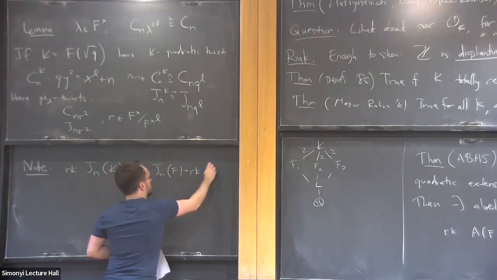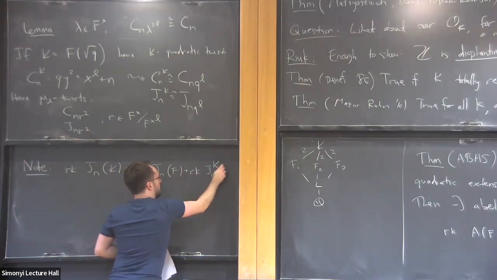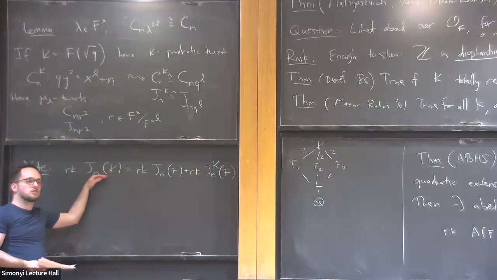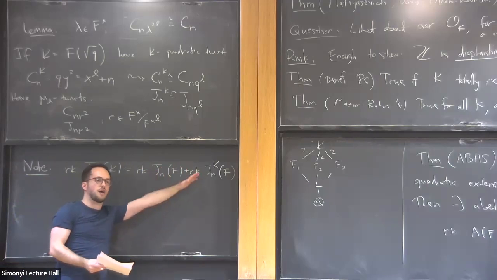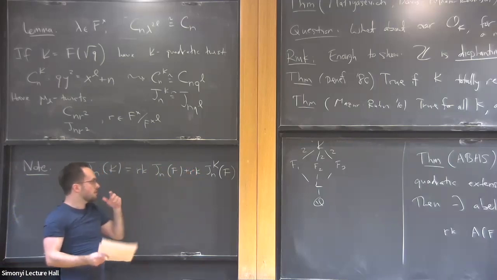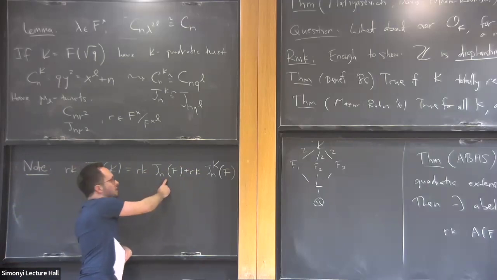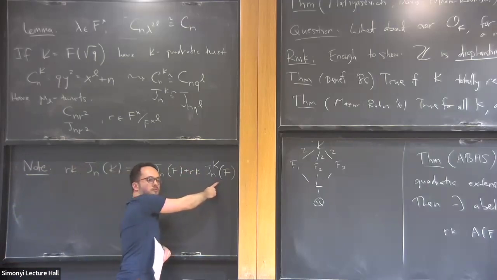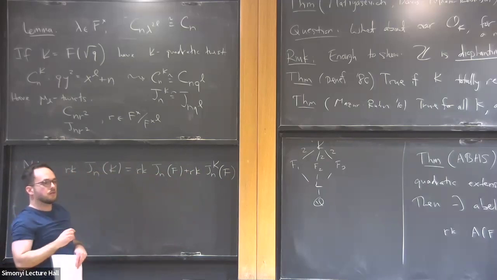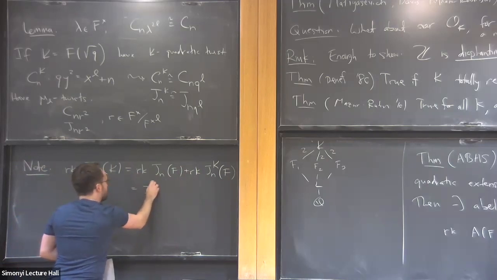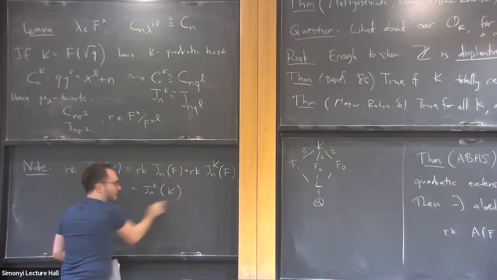the rank of J_n^K over F. The rank of the base change is the sum of the rank of the original thing and the quadratic twist. So the strategy is you find something of positive rank such that its quadratic twist has rank 0. And then you get what you want. That's the strategy. In fact, this is also the rank of J_n^K over K.